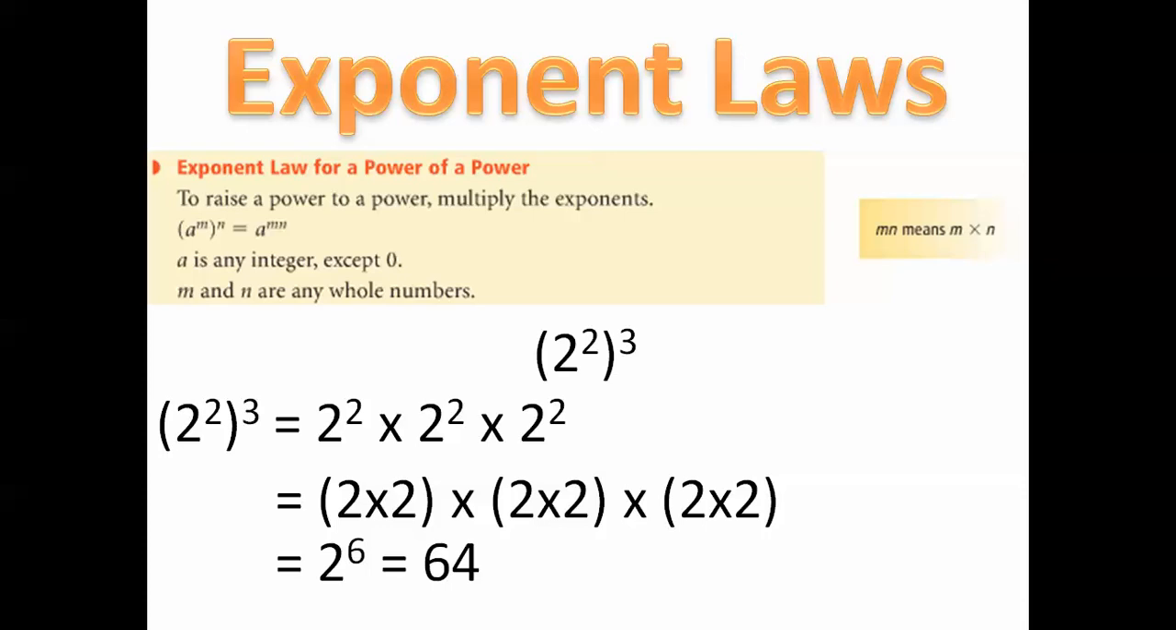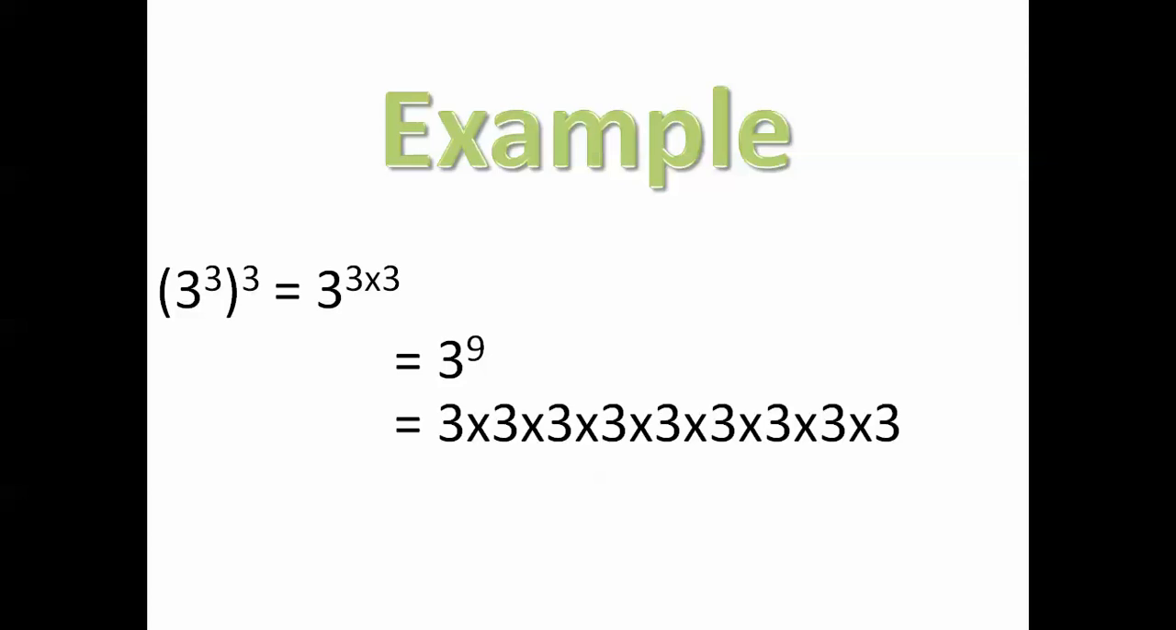So let's look at another example. 3 to the power of 3, all to the power of 3. We can write this as 3 to the power of 3 multiplied by 3 to the power of 3, multiplied by 3 to the power of 3, which equals 3 to the power of 9, which equals 3 times 3 times 3 times 3 times 3 times 3 times 3 times 3 times 3, which gives us 19,683.